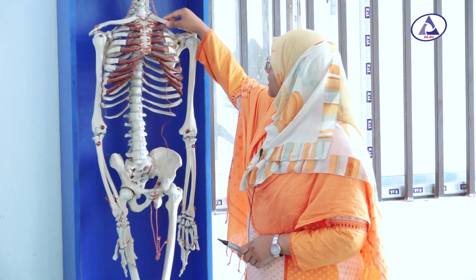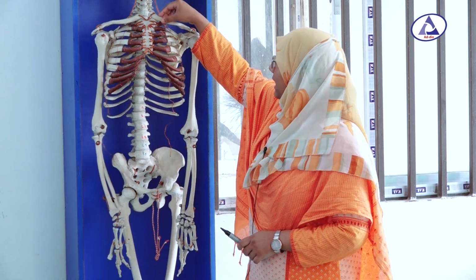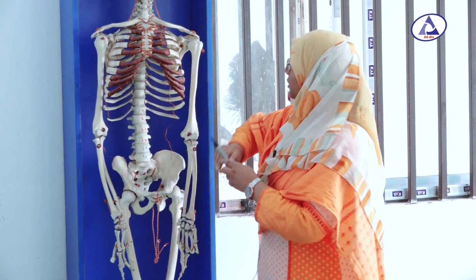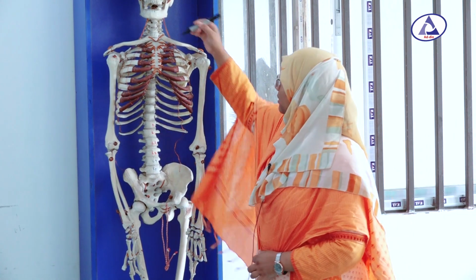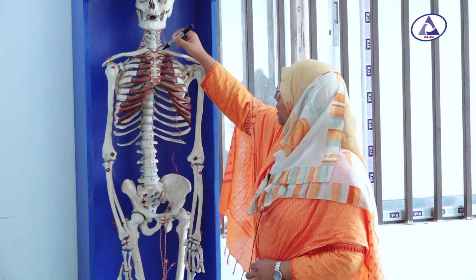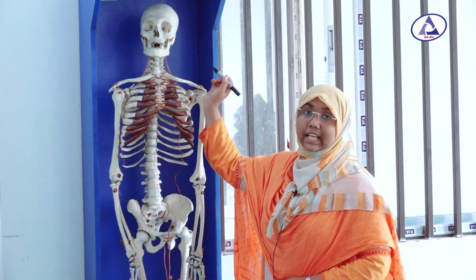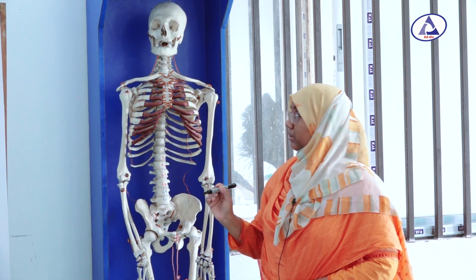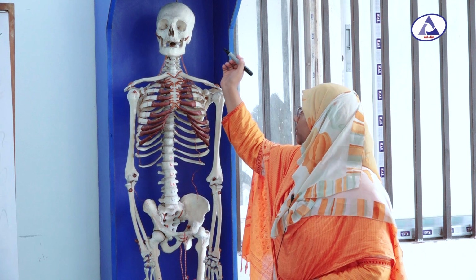So as you can see, this sternum first makes a joint with the clavicle. Okay. So this joint is called sternoclavicular joint. This is a saddle type of synovial joint.